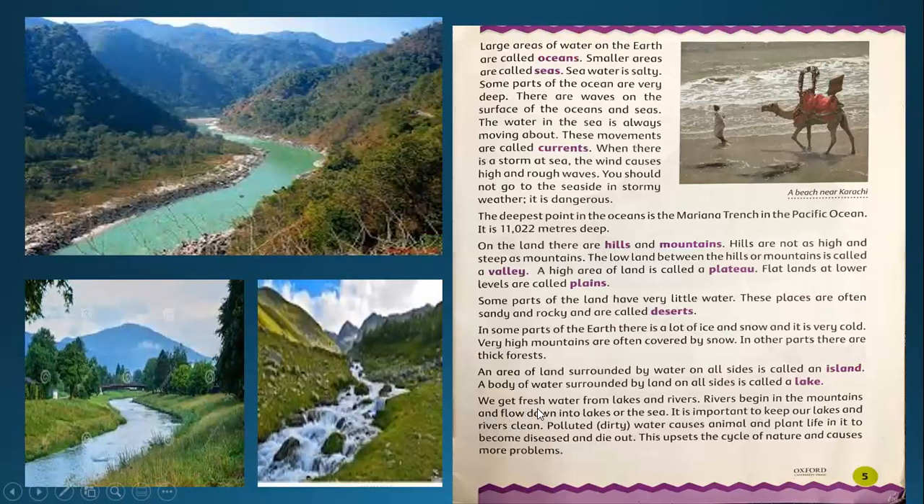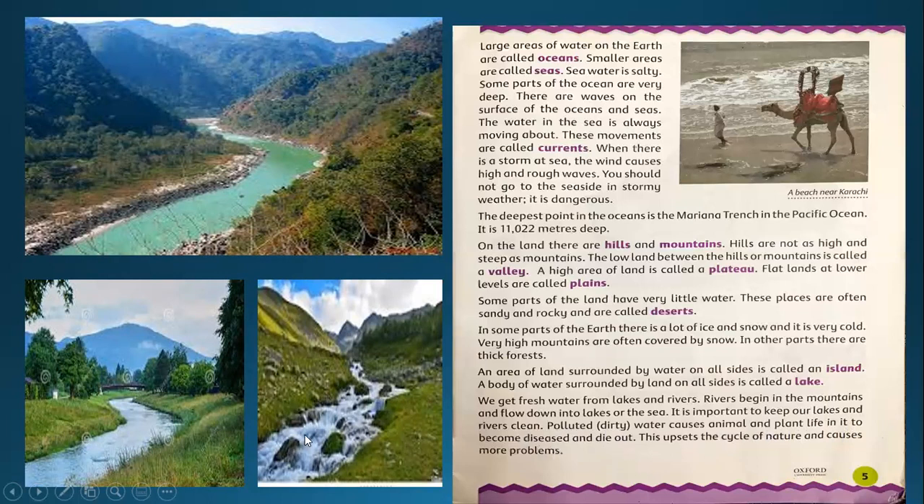Let's read. Okay, we get fresh water from lakes and rivers. Rivers begin in the mountains and flow down into lakes or the sea. Now it is our duty to keep our lakes and rivers clean. We should not throw litter, garbage, or any waste materials into the rivers and lakes, because polluted, meaning dirty water causes animal and plant life in it to become diseased and die out.